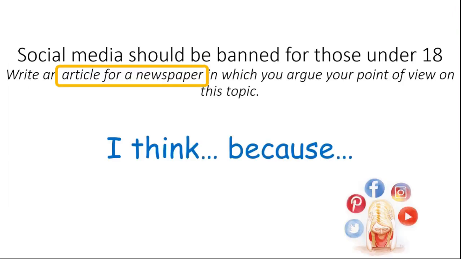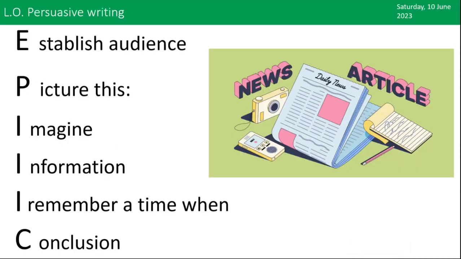This is the question we will look at. Social media should be banned for those under 18. Write an article for a newspaper in which you argue your point of view on this topic. Firstly, you need to plan your point of view. This is the structure I coach my students to use.